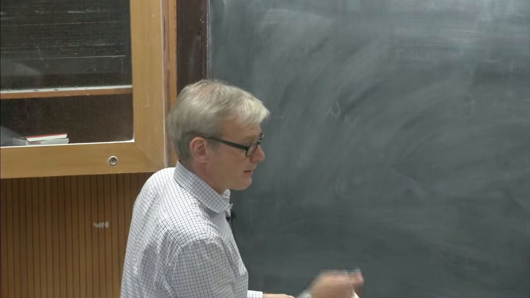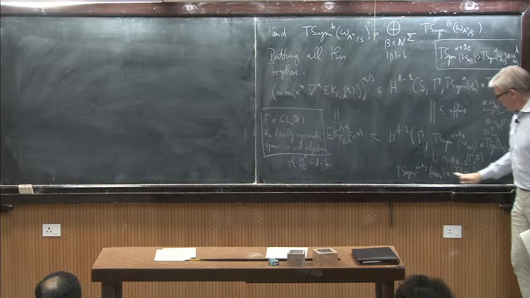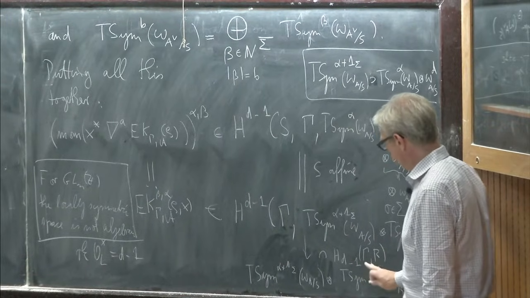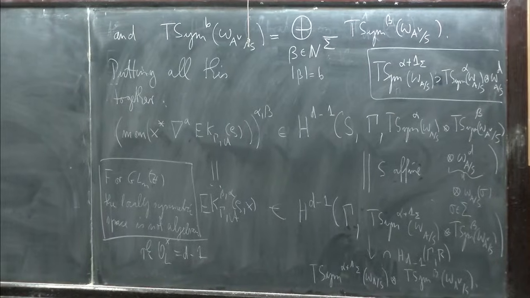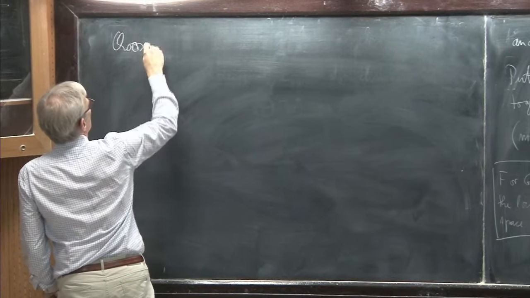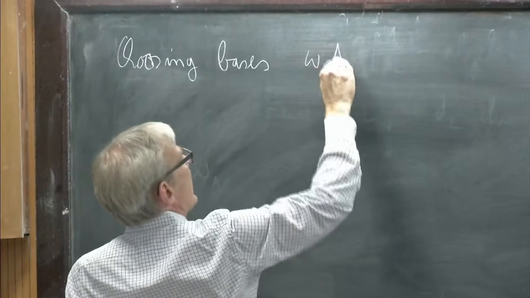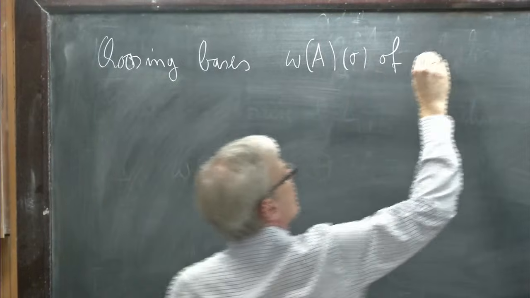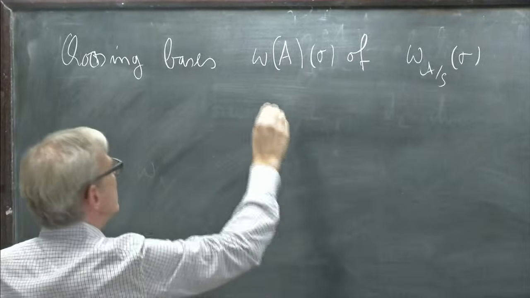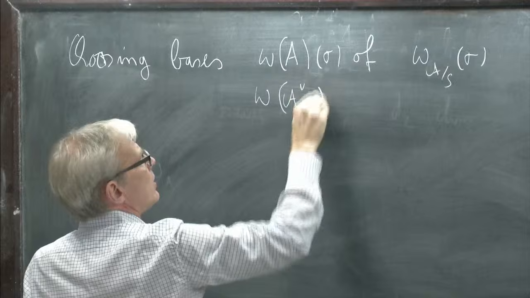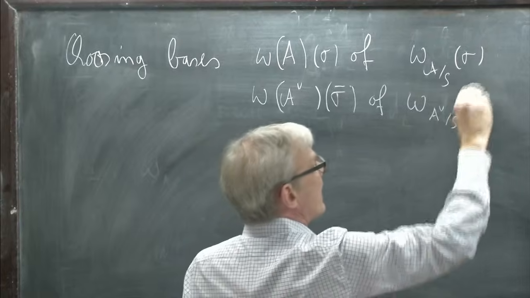Maybe I have to say one further thing. So we have now these algebraic cohomology classes, and if we want to have a function, really a value, we have to choose a basis here. So choosing a basis omega A sigma of omega sigma. This is a bundle, this is a section, and also of omega dual S sigma bar.